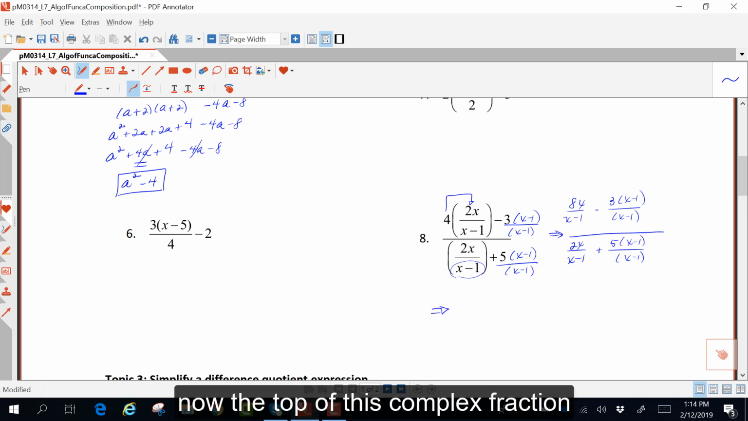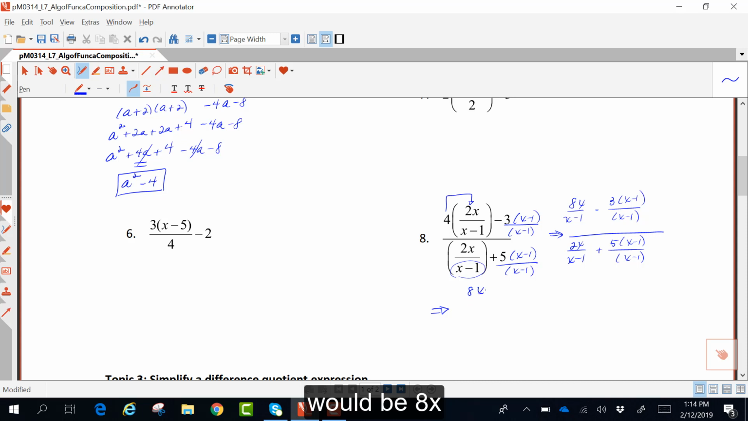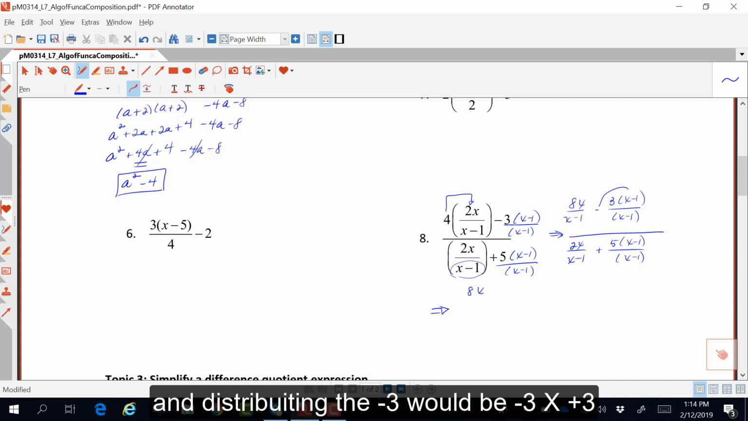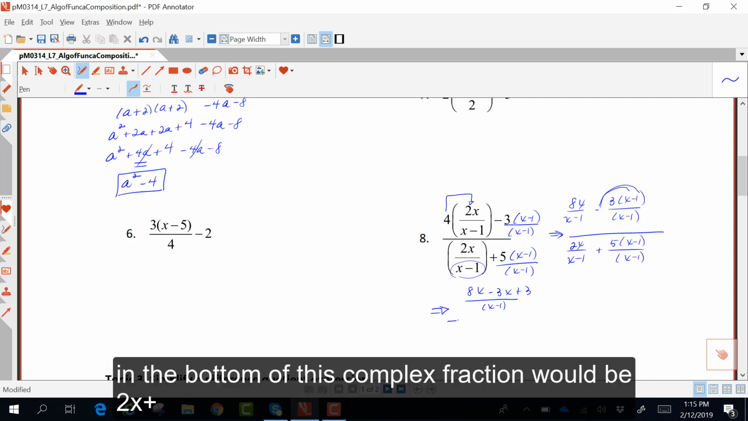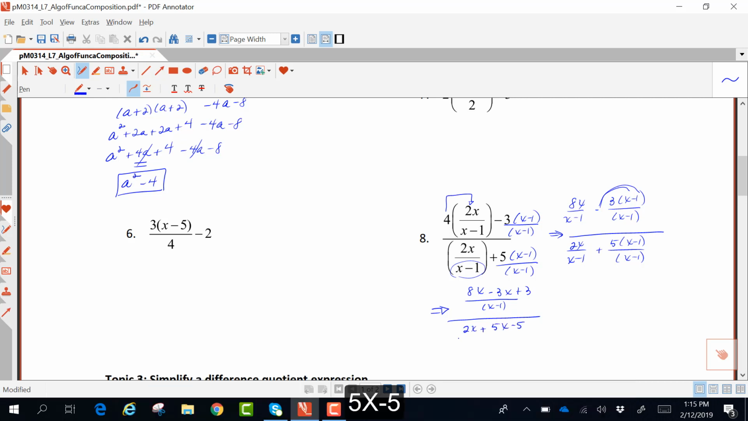Now, the top of this complex fraction would be 8x, and distributing the minus 3 here would be minus 3x plus 3 all over that x minus 1. And the bottom of this complex fraction would be 2x plus 5x minus 5 over x minus 1.